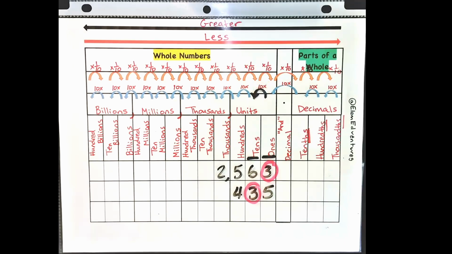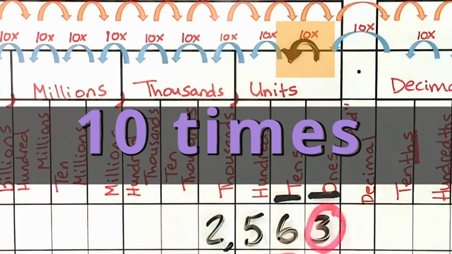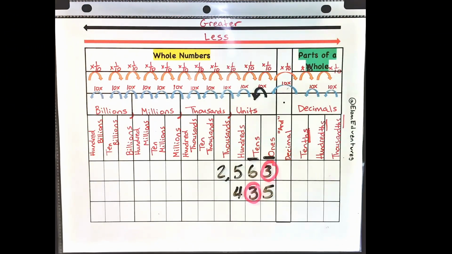Since I only had to go 1 space to the left, I am increasing the value of this 3 10 times. So the 3 in the number 435 is 10 times greater than the 3 in 2,563. I know this because I went 1 space to the left, and when I go to the left, the value of the digits are becoming greater.